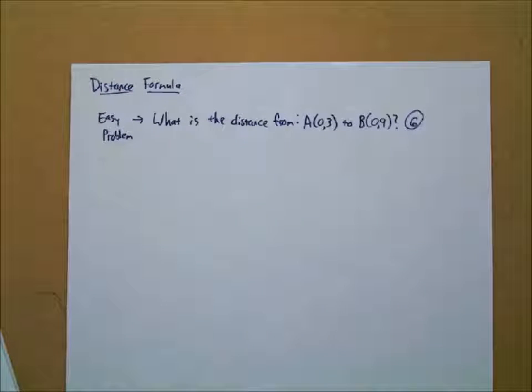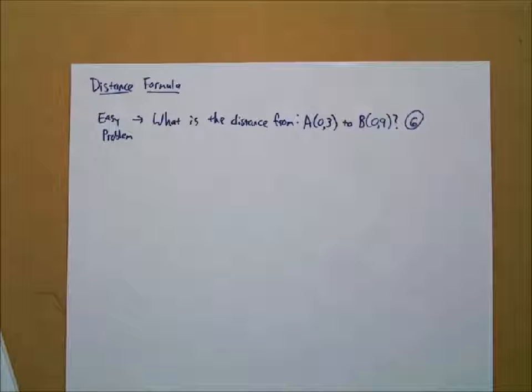How'd you know it was 6? 9 minus 3 equals 6. Very good. That's right. The x-coordinate for A and the x-coordinate for B are both 0. That means these points are above each other, right?